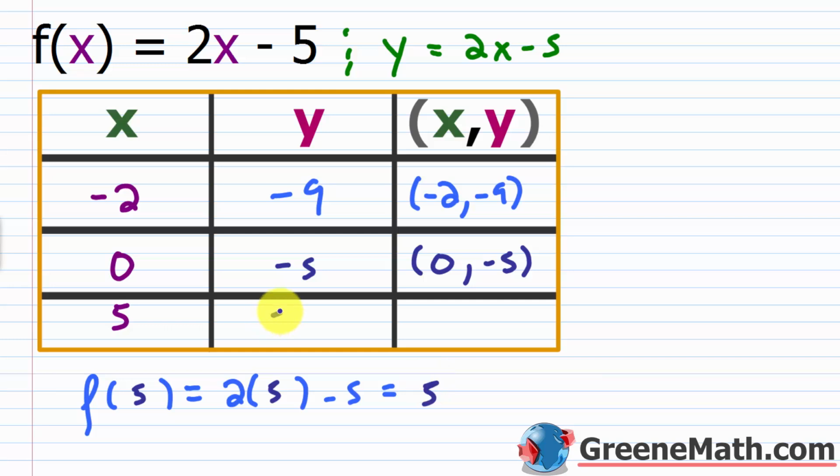So if x is 5, y is going to be 5 as well. Okay. So this gives us 3 ordered pairs that we can plot on the coordinate plane. And then once we've plotted those, you draw a straight line through them and you put arrows at each end to indicate the line is going to continue forever in each direction.